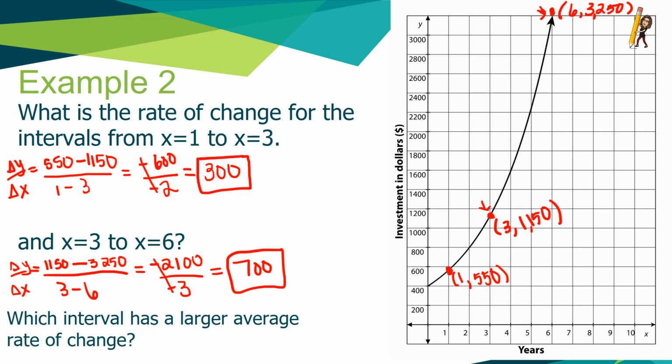So the last question that they want us to ask is which interval has a larger average rate of change? Well, 700 is greater than 300, so our answer here would be from x is equal to 3 to x is equal to 6.